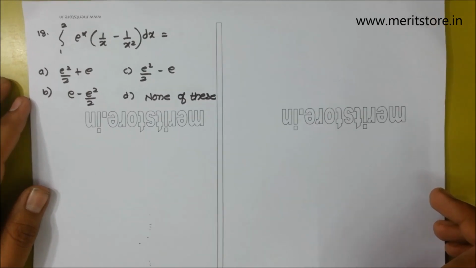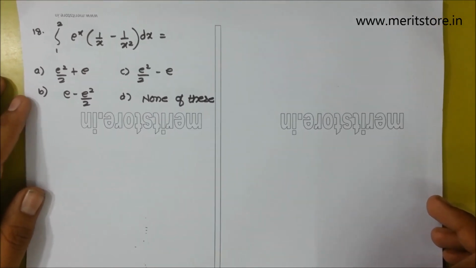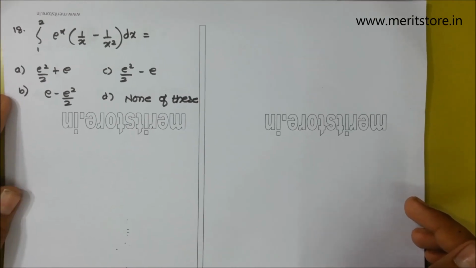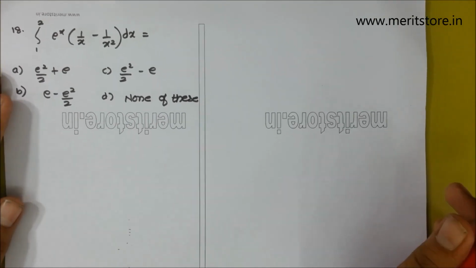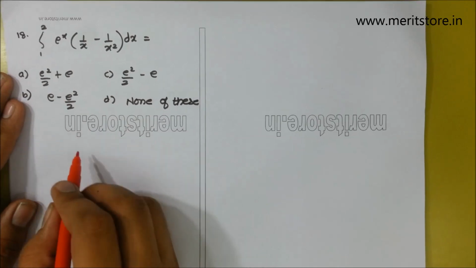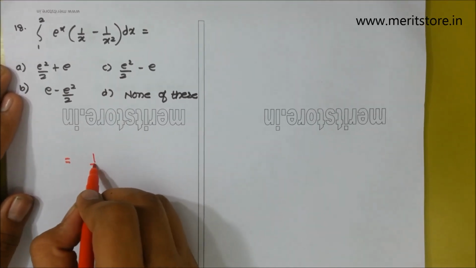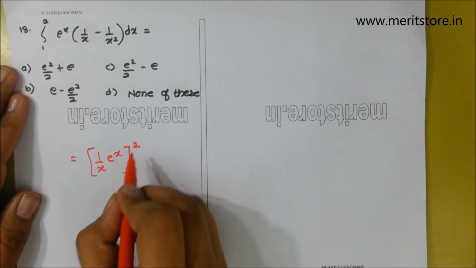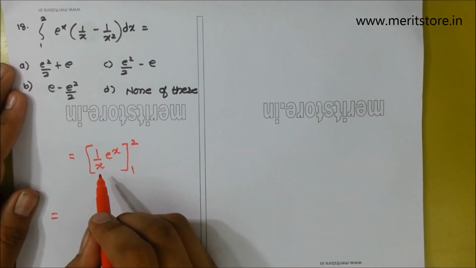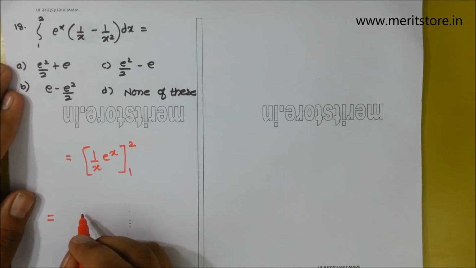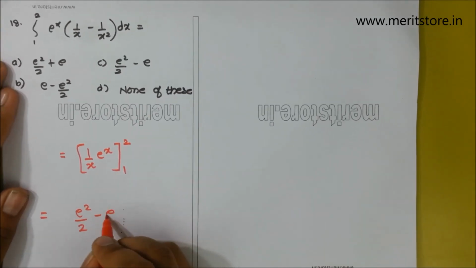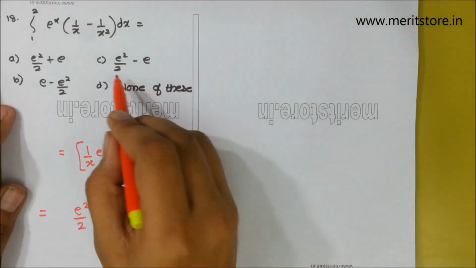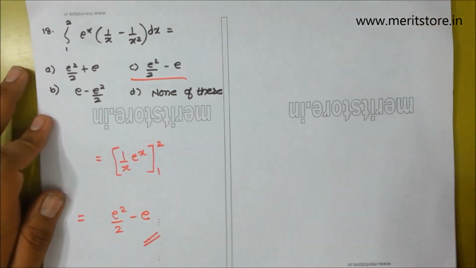Question number 18. Integration from 1 to 2 of e raised to x (1 upon x minus 1 upon x square) dx. To solve this question, when we use integration, after integration what we get is 1 upon x e raised to x from the range 1 to 2. After solving, substituting the value 2 instead of x, we get e square upon 2 minus e. Direct calculation, and the answer is option C, e square by 2 minus e.